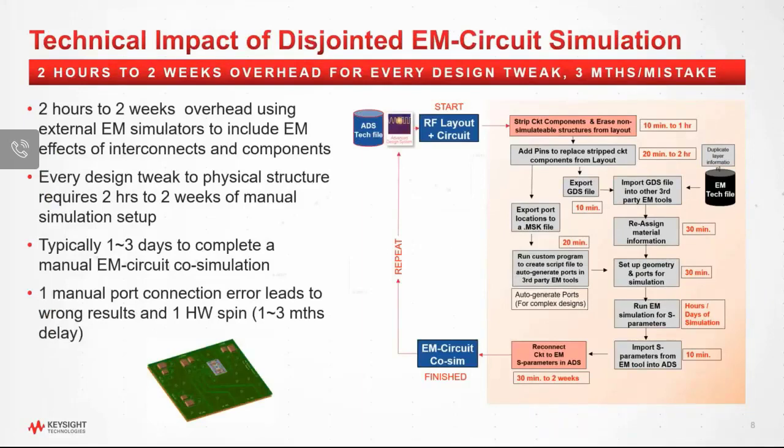Let us consider the technical impact of a disjointed EM circuit simulation flow. Apart from the time-consuming manual setup we just discussed, we have to realize that we have to do this every time we tweak the physical structure during the design process. Just one connection error between the ports in the EM S-parameter results to the circuit nodes they're supposed to be connected to may sometimes give results that look reasonable enough for the hardware to be built.